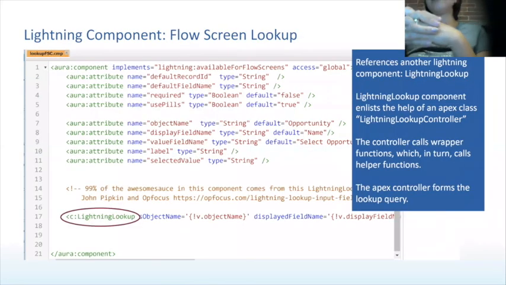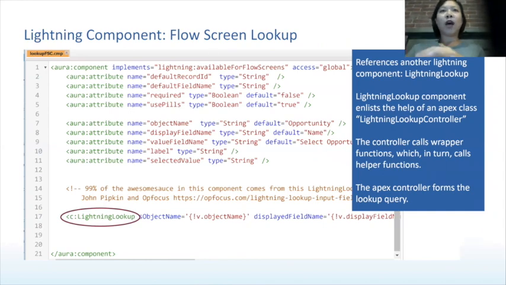So we're just going to talk at a very high level about the Lightning component. This flow screen lookup is fairly complex. It's this lookup FSC component, and what it does is it references another Lightning component called lightning lookup. That Lightning component calls an Apex class called lightning lookup controller. Within that controller, it calls wrapper functions, which in turn call helper functions. And then that Apex controller really just forms the lookup query in the typing.